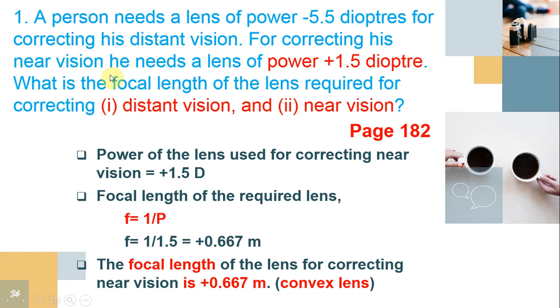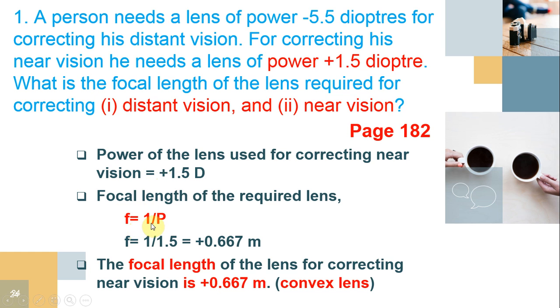And the second condition, the power of a lens is plus 1.5 diopter. So which lens do we use? Here plus indicates the lens is convex lens. So the defect is hypermetropia. The hypermetropic person can see the far away objects, but he cannot see the nearby objects. So he needs to correct the near vision. The power of a lens used for correcting the near vision is equal to plus 1.5 diopter. We need to find the focal length.